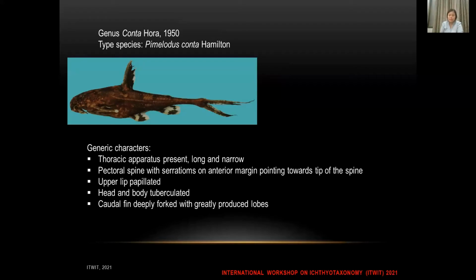Then in Conta, the pectoral spine has serrations on the anterior margin which point towards the tip of the spine, and the lip is papillated. Then the head and body are densely tuberculated, and the caudal fin is deeply forked with greatly produced lobes. So this is regarding Conta.